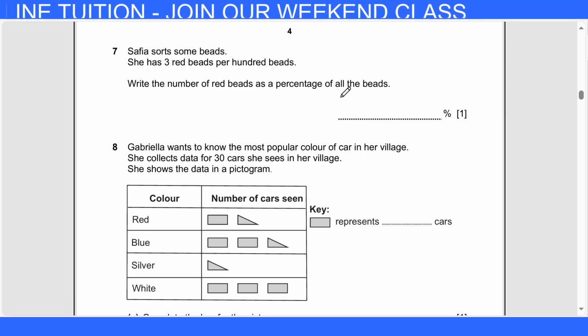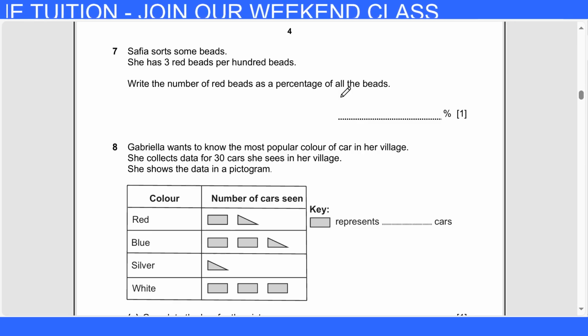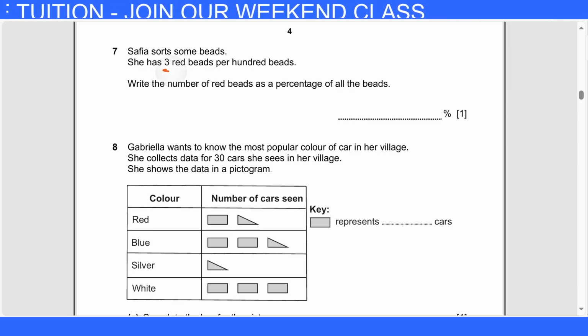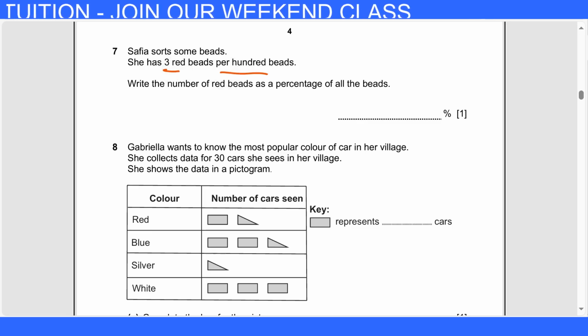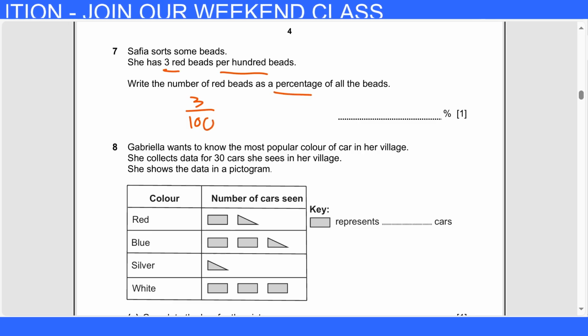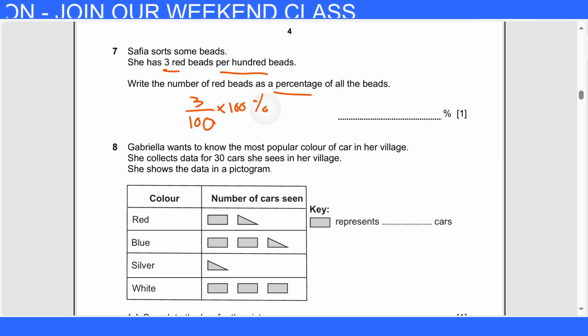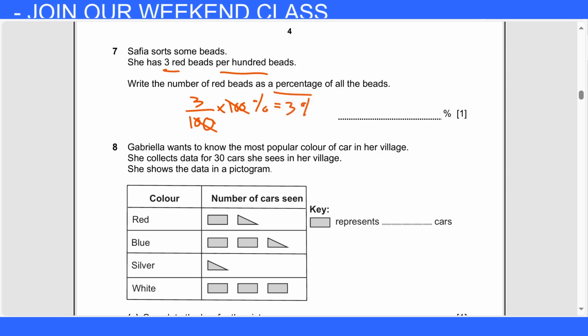Right, guys. How to get the answer? So it's 3 per 100, so 3 over 100. To convert to percentage, we just have to times by 100%. Then we cancel the 100, so we got 3% left. That is the answer. Okay, let's move on. Number 8.